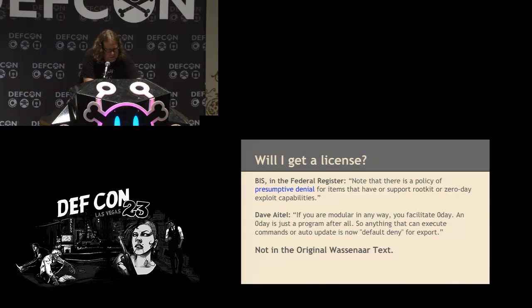And then there's this other point that, you know, they said they would have a policy of presumptive denial for items that support rootkit or zero-day exploit capabilities, and that's way more aggressive than the Wassenaar text itself. That's not something Wassenaar requires. That's something that the United States government is potentially interpreting.